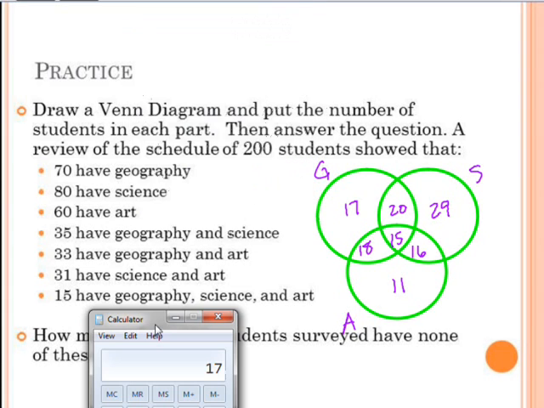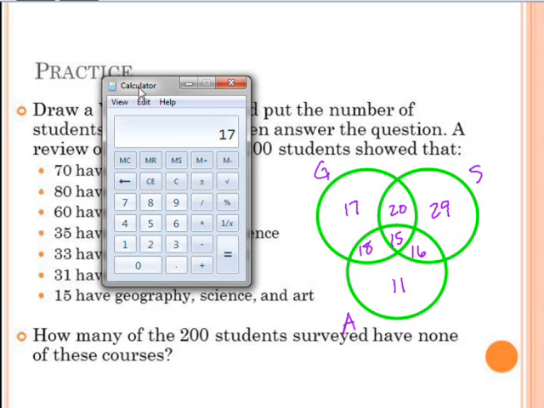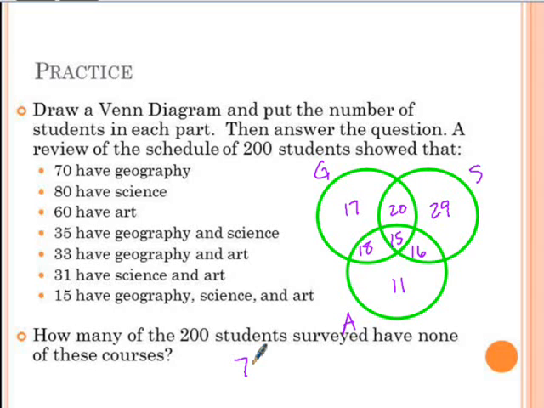Now, at the end it says how many of the 200 students surveyed had none of these courses. So then I take the 200 students surveyed and I'm going to subtract each one of these numbers. Minus 17, minus 20, minus 29, minus 18, minus 15, minus 16, minus 11. And I get 74. Looks complicated, but it's really not. Just a bunch of addition and subtraction.